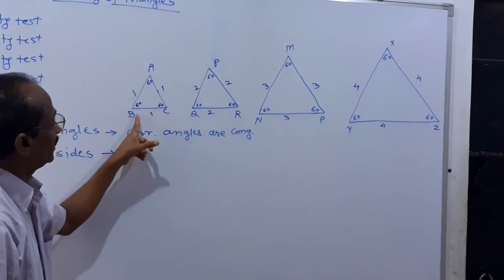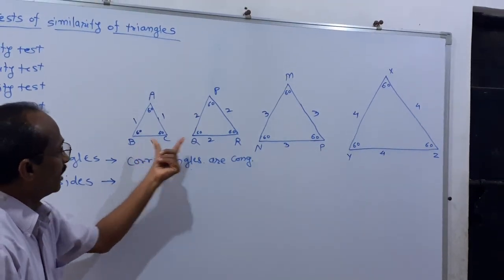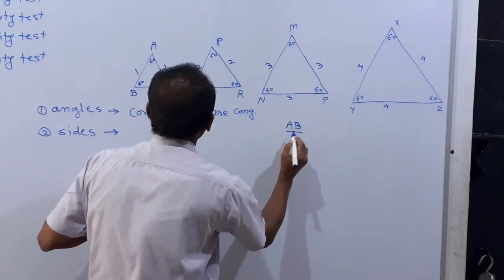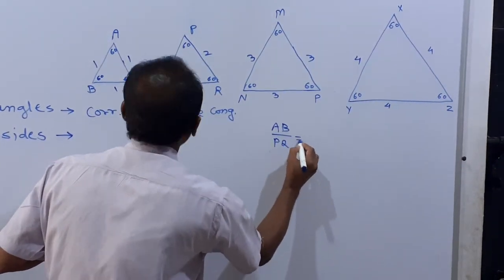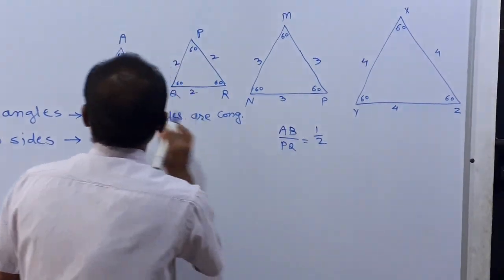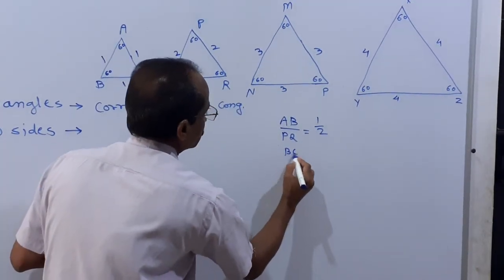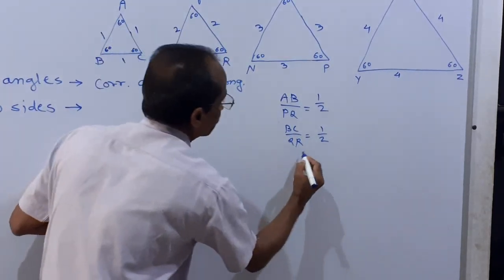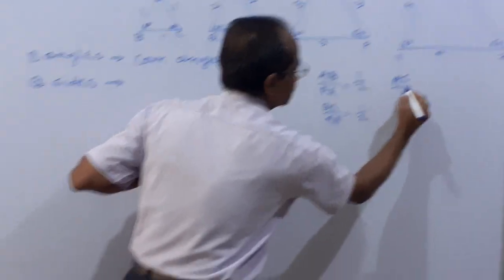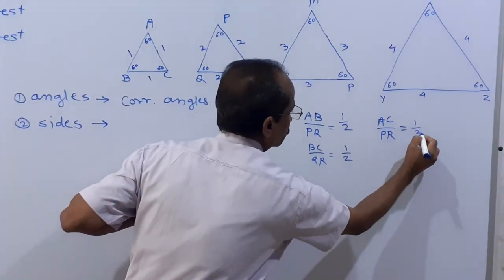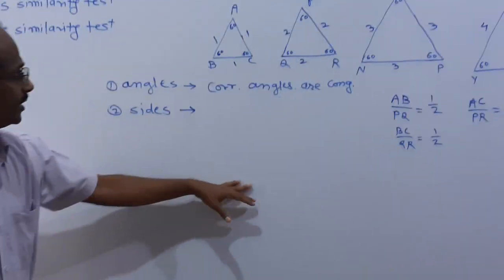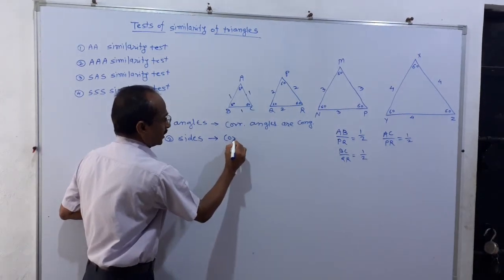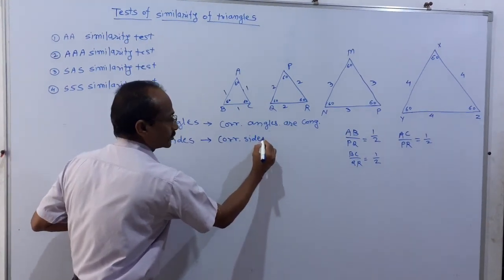That is, AB by PQ equals BC by QR. Let us see here. AB by PQ, the value of this ratio equals 1 by 2. BC by QR equals again 1 by 2, and AC by PR equals 1 by 2. So we can say that in case of similar triangles, the corresponding sides are in proportion.